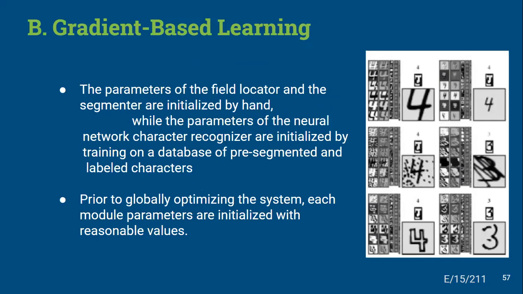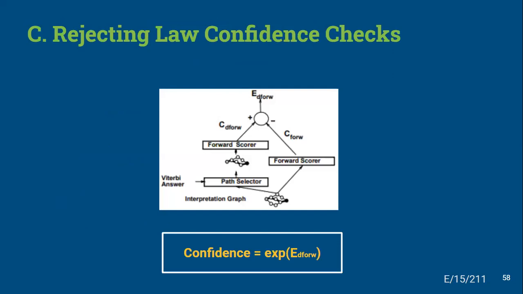Gradient-based learning. The parameters of the field locator and the segmenter are initialized by hand, while the parameters of the neural network character recognizer are initialized by training on a database of pre-segmented and labeled characters. Rejecting low confidence checks. Checks can be rejected because they carry erroneous Viterbi answers. To minimize rejecting, rate them with a confidence and reject the check if the confidence is below a given threshold. This is the expression that is used to measure the confidence of the system.